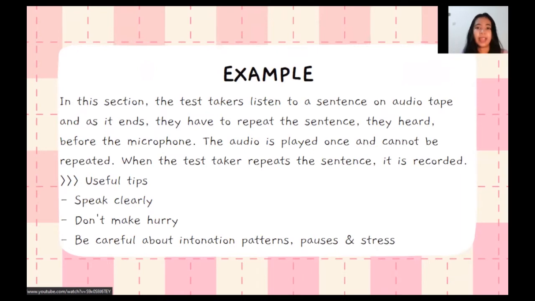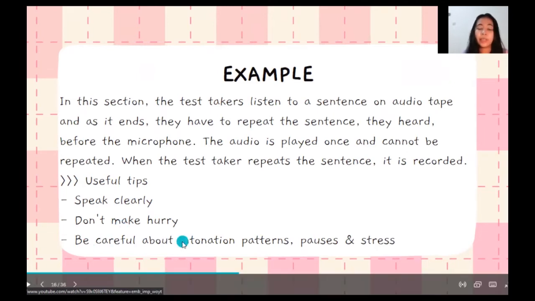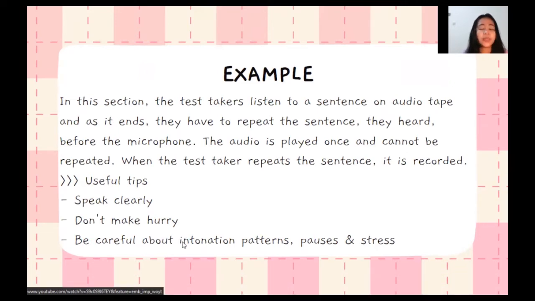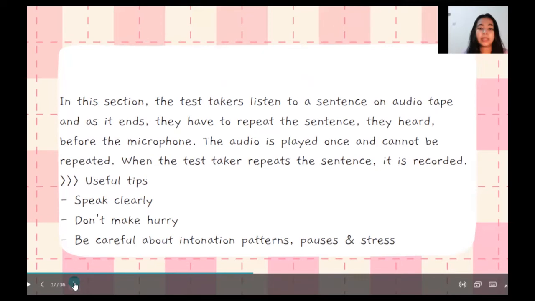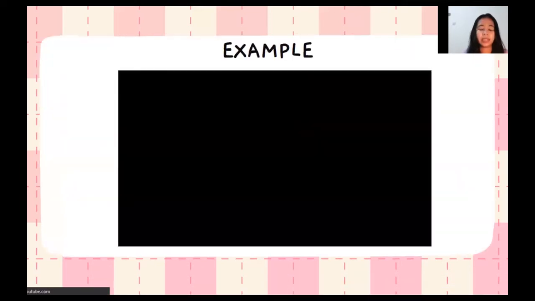And there are some tips that the test taker can use. For example, like this one. Speak clearly. Speak as clearly as you can. And then don't hurry. The best way is to repeat the sentence calmly. And then be careful about intonation patterns, pauses, and stress. We should listen to the audio with concentration so we can understand the pattern, pauses, and stress that the speaker has followed. And this is the example of sentence repetition tasks.